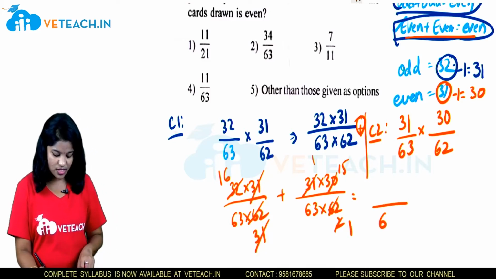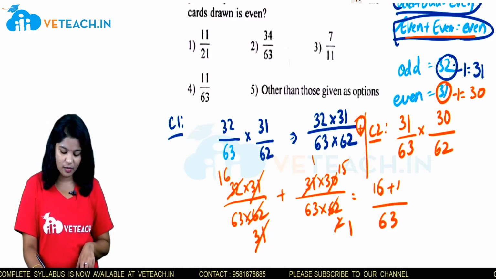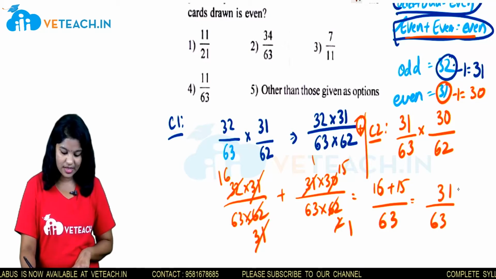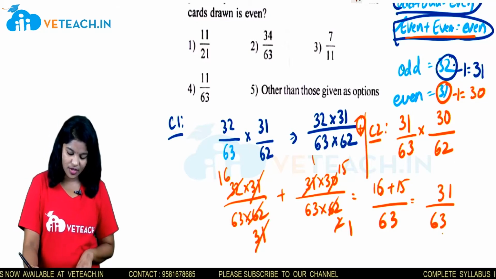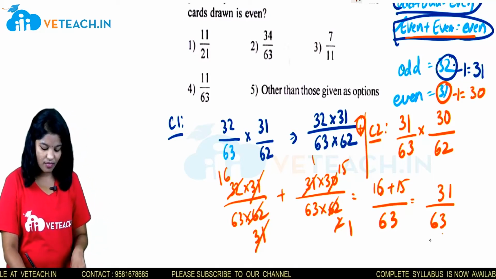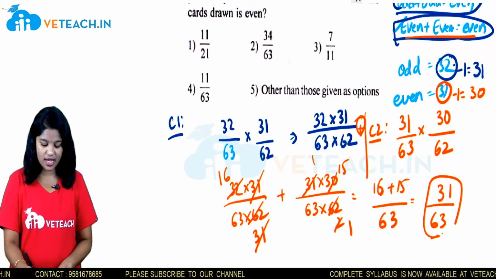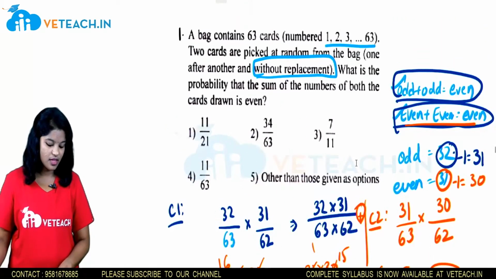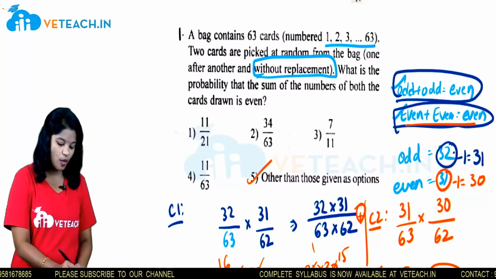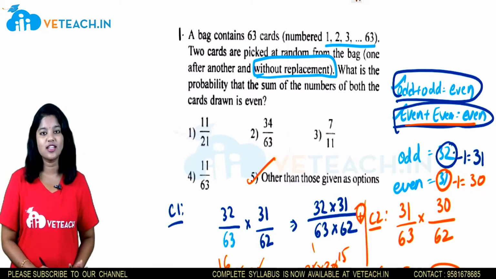The denominator is the same for both, 63. Here in the numerator, we have 16 plus 15, which is equal to 31 by 63. Can we cancel 31 by 63? No, they do not coincide in any table, so leave the answer as 31 by 63. Now, coming to the options, there is no option as 31 by 63, so option 5, all other than those given options, is our correct answer.